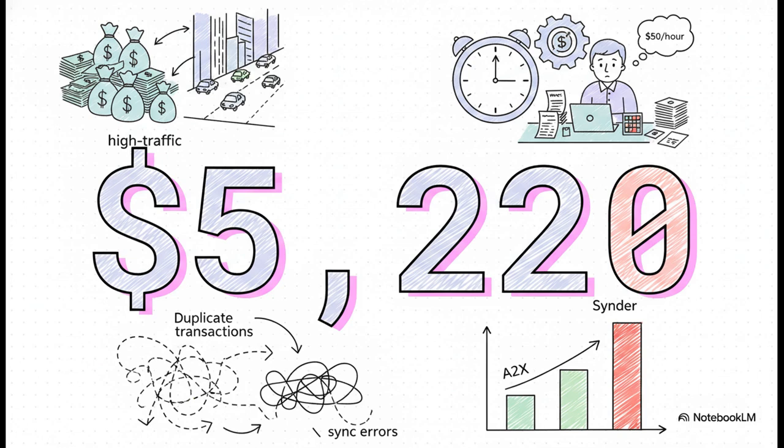Well, because while Synder's monthly sticker price is higher to begin with, the true cost absolutely explodes when you factor in labor. If that high-traffic city-street approach creates duplicate transactions or sync errors, you are suddenly paying a bookkeeper $50 an hour for 3 or 4 extra hours every single month just to clean up the mess. You always have to factor in the cost of reconciliation labor, not just the software subscription.